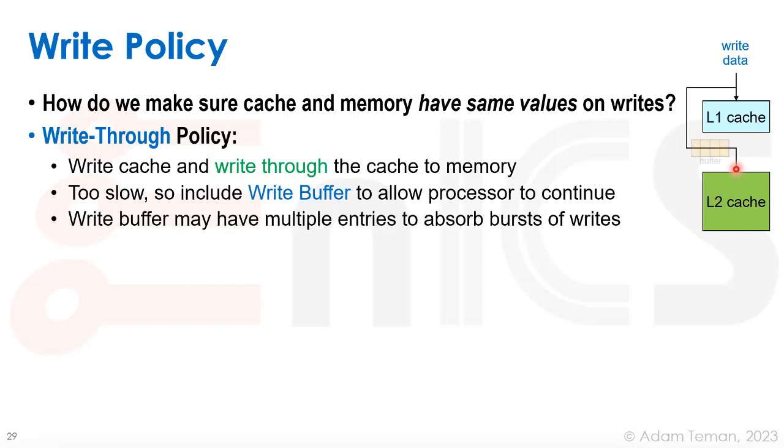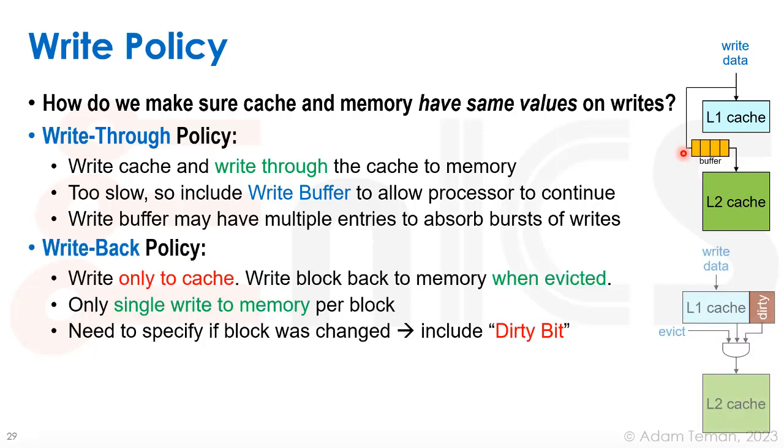Now that is okay, but it becomes very, very slow, especially if we keep on doing writes. And so therefore, we would usually implement it with some sort of a buffer, so that we can provide a bunch of writes in a row, and then while the CPU is doing other things, it can go and slowly write those into the cache. So that's kind of a type of thing to do.